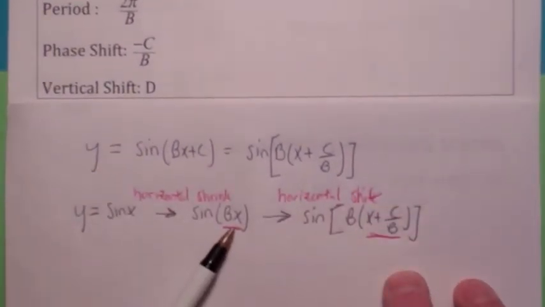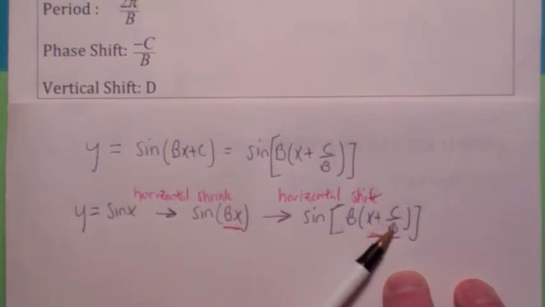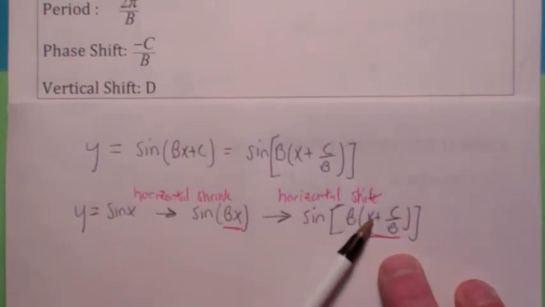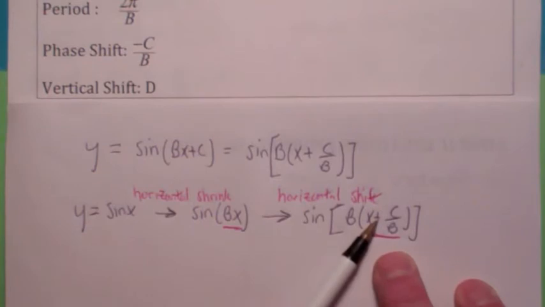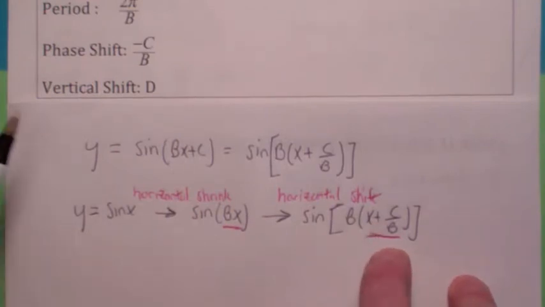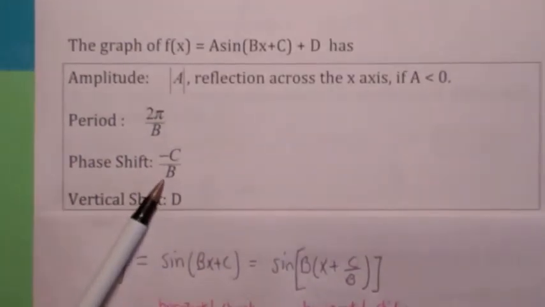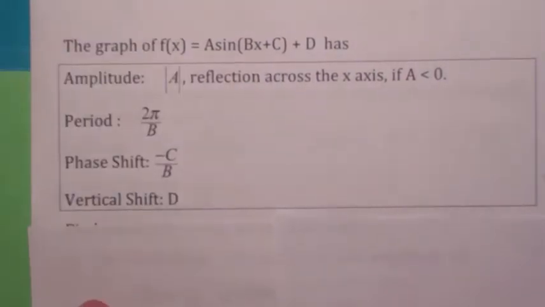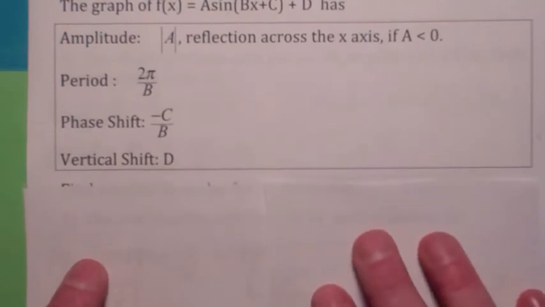Furthermore, if you replace x here with x plus c over b, remember it's a replacement process, then that's a horizontal shift. Horizontal shift, if it's plus, that means it's to the left, which makes it a negative, right? So this would be a horizontal shift to the left of c over b units. And that's why the phase shift is negative c over b. So that's a nice way to think of it. Okay, anyway, you do need to know those properties.